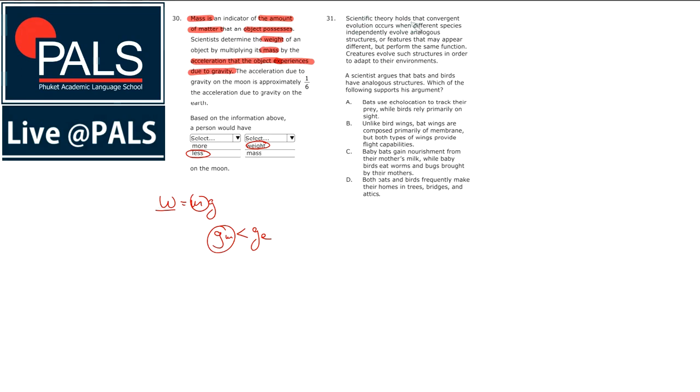Scientific theory holds that convergent evolution occurs when different species independently evolve analogous structures or features that may appear different but perform the same function. Creatures evolve such structures in order to adapt to their environments. A scientist argues that bats and birds have an analogous structure. Which of the following supports this argument?